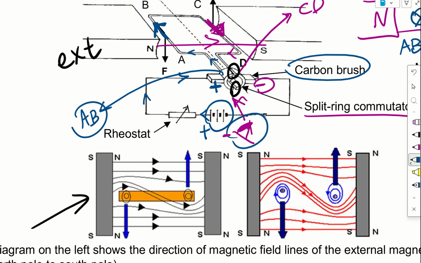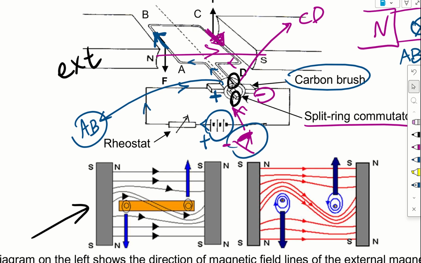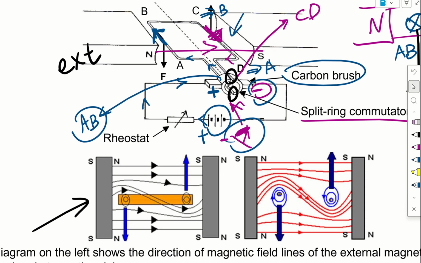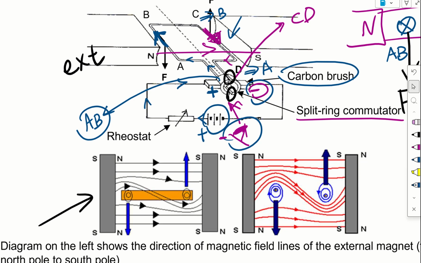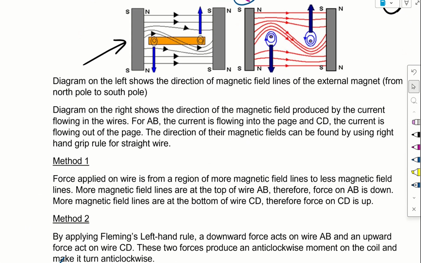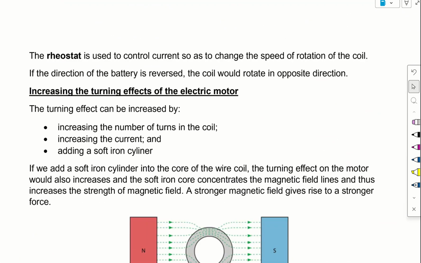Currently right now AB is touching the positive side, and can you imagine after half a revolution, AB will now be on this side, so this becomes AB. AB will then be touching the negative side of the battery. So this is so that the coil will continue to turn in the same direction.